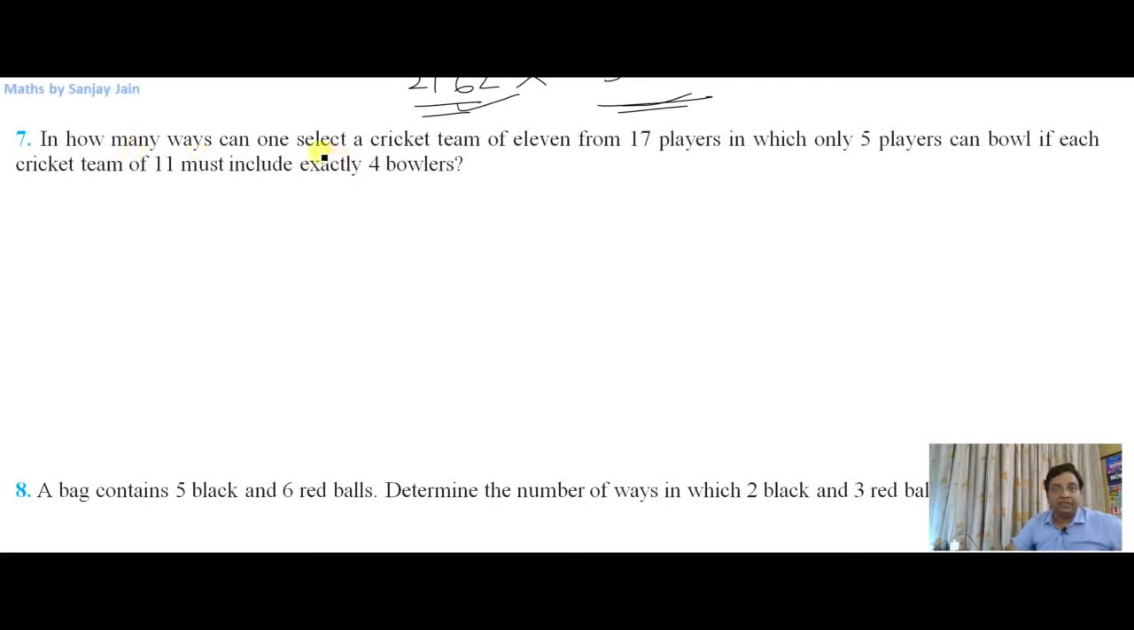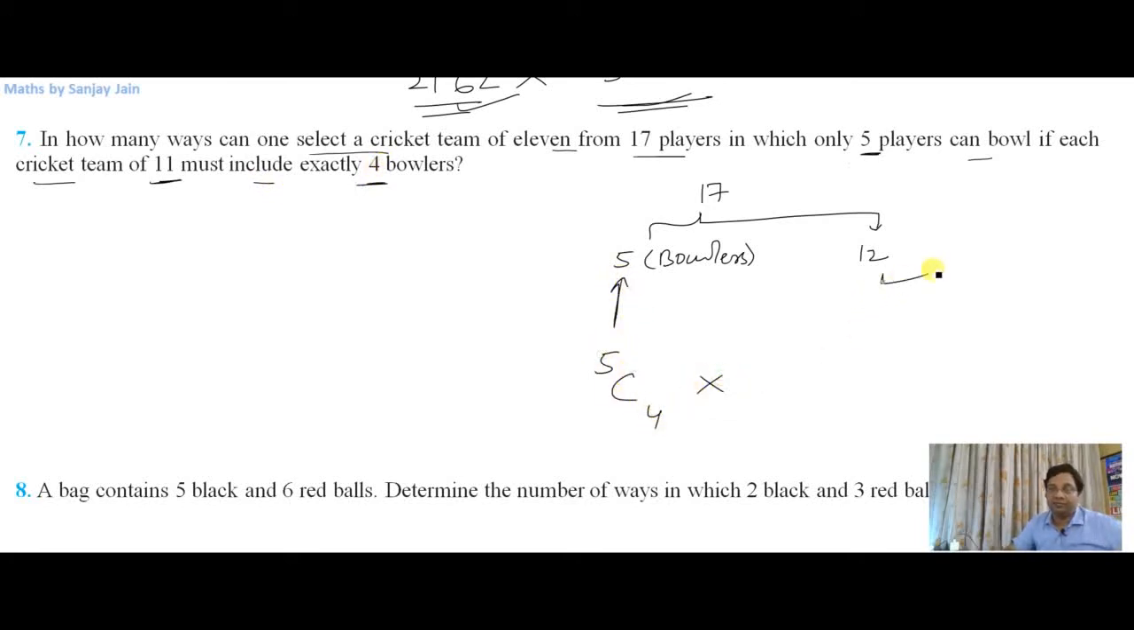In how many ways can one select a cricket team of 11 players from 17 players in which 5 players can bowl? So out of these 17 players, 5 are bowlers. Only these 5 can bowl, right? Rest of the, how many are remaining? 12 players. So these 12 cannot bowl. And each cricket team consists of 11 and it must include 4 bowlers. So I have to select 4 from here. So 5C4 and rest of the team from here. Rest of the team means 7 remaining players from this side. So 12C7. This is how I'll select this team.